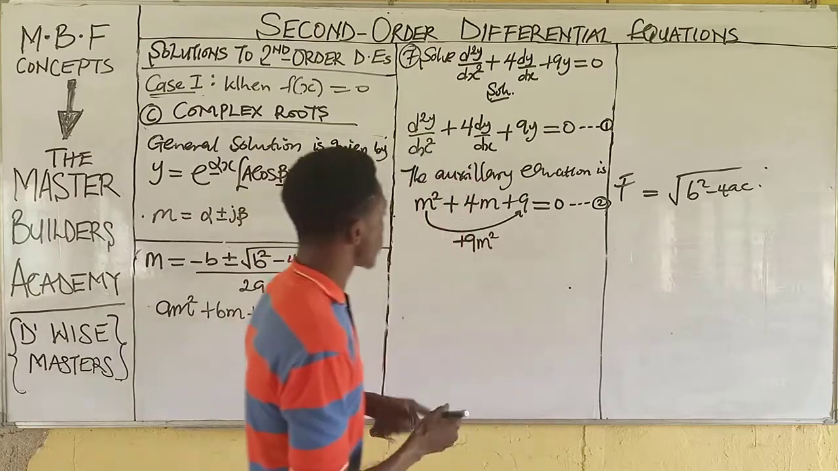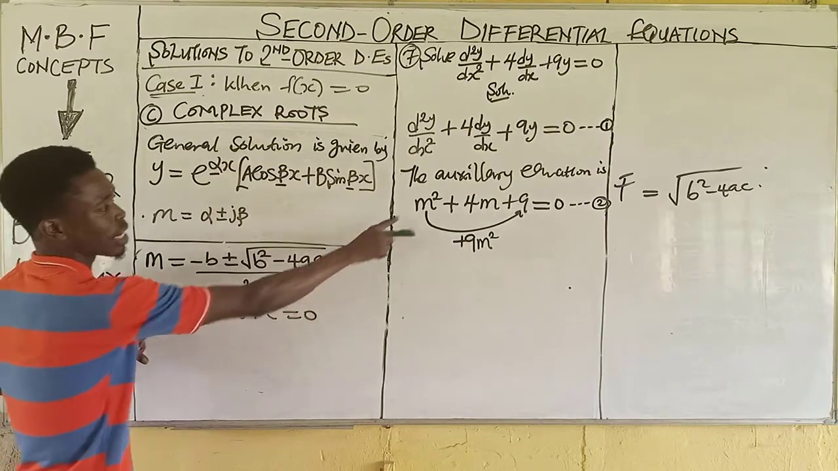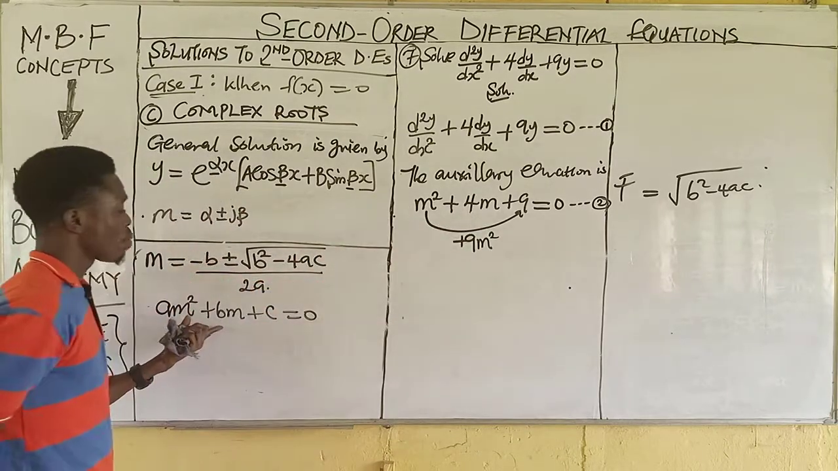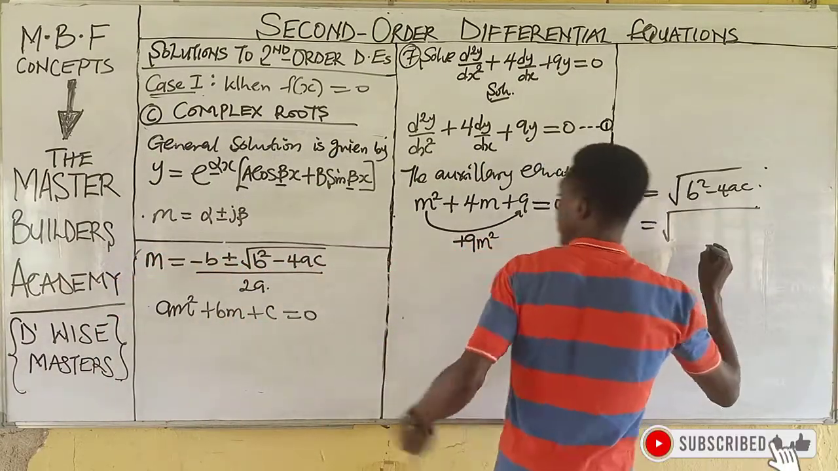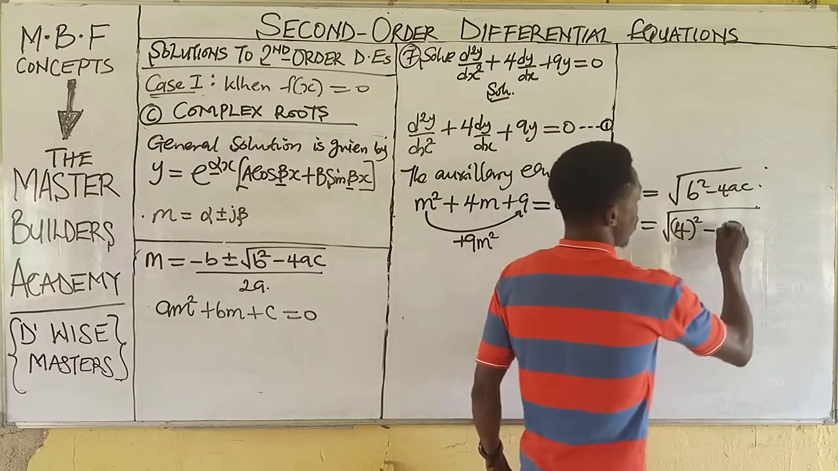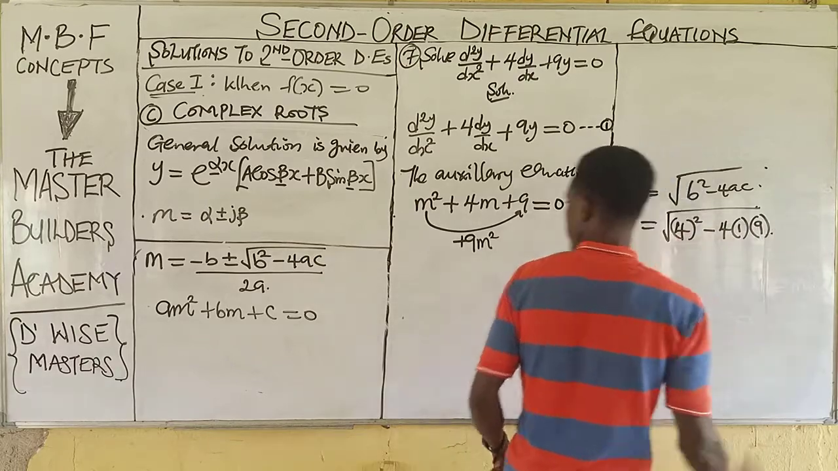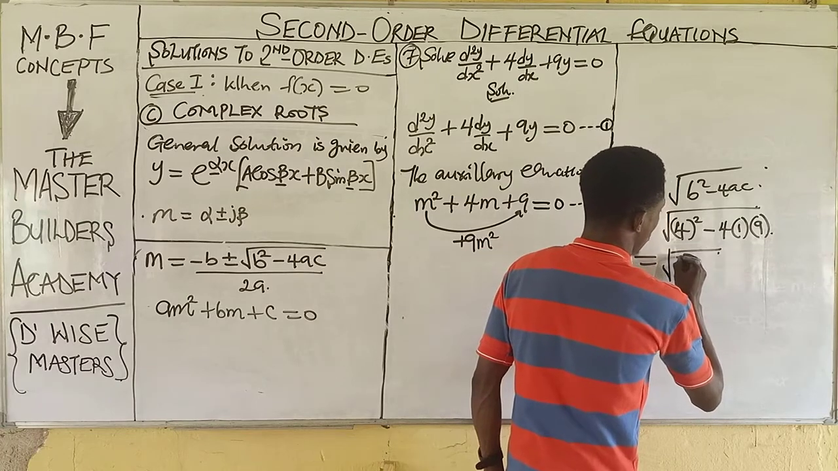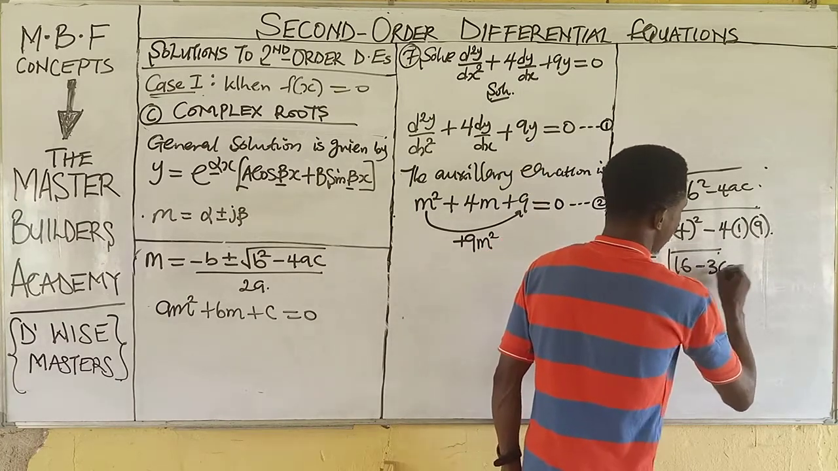So what I need to do is compare this to this equation, just as we have. You discover that A is 1, the coefficient of A here is 1, while that of B is 4, and C is 9. So we have B is 4. We have 4 squared minus 4 multiplied by A, which is 1, and C, which is 9. So we have 4 squared, which is 16. And when we multiply, this will give us 36.